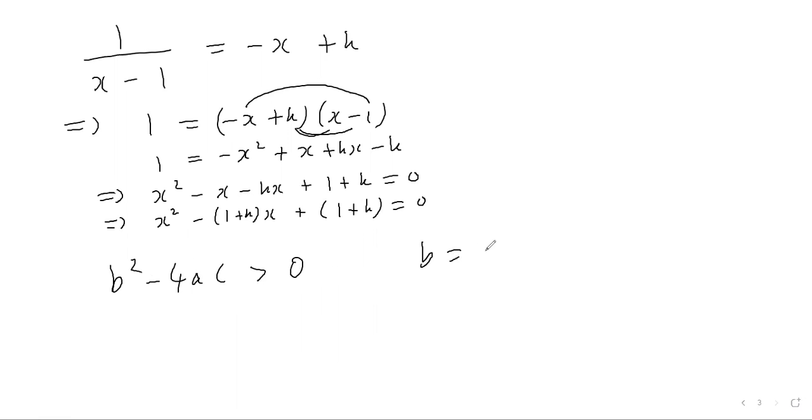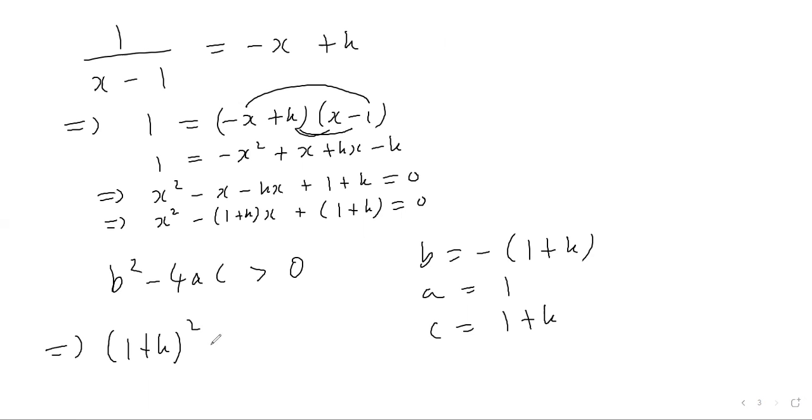So our b value in this case would be this negative (1 plus k). Our a value would be positive 1, just because of that coefficient there. And our c value would be this 1 plus k, the constant at the end. So we want to set this bigger than 0. So b squared would be minus this number squared, and minus 1 squared just gives 1. So actually, this is just (1 plus k) squared, and then minus 4 times a, which is 1, times c, which is 1 plus k.